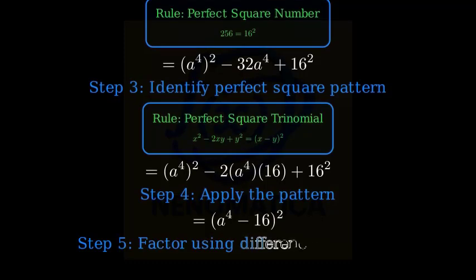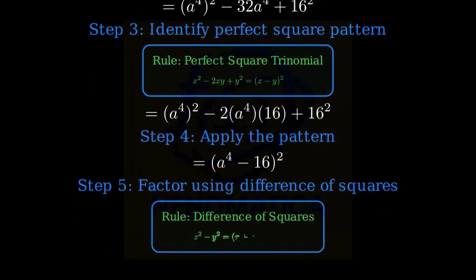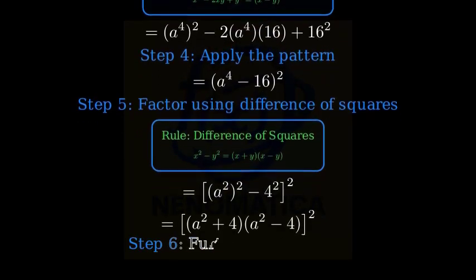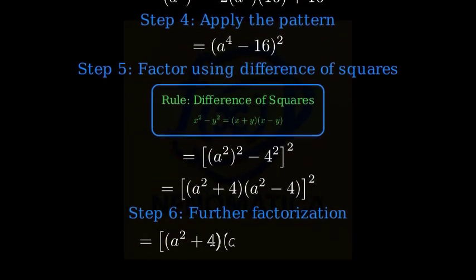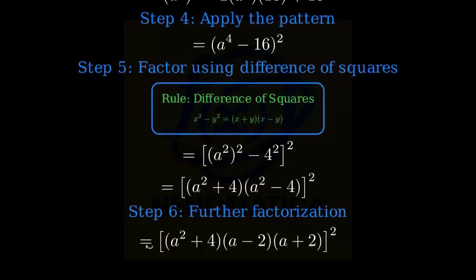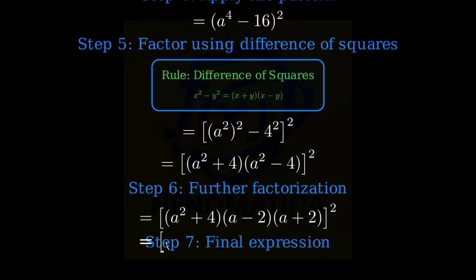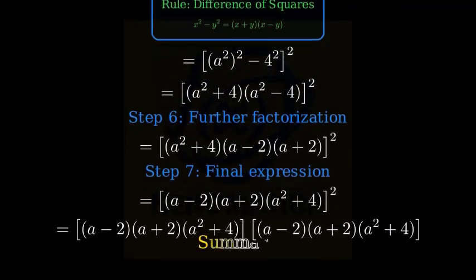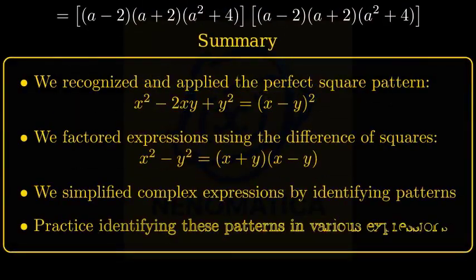We can further factor a to the 4th minus 16. Let's use the difference of squares formula. We can factor a squared minus 4 further, using the difference of squares again. Simplifying our answer, we get the final factorization as shown. Let's summarize what we've learned about working with algebraic expressions and perfect square patterns.